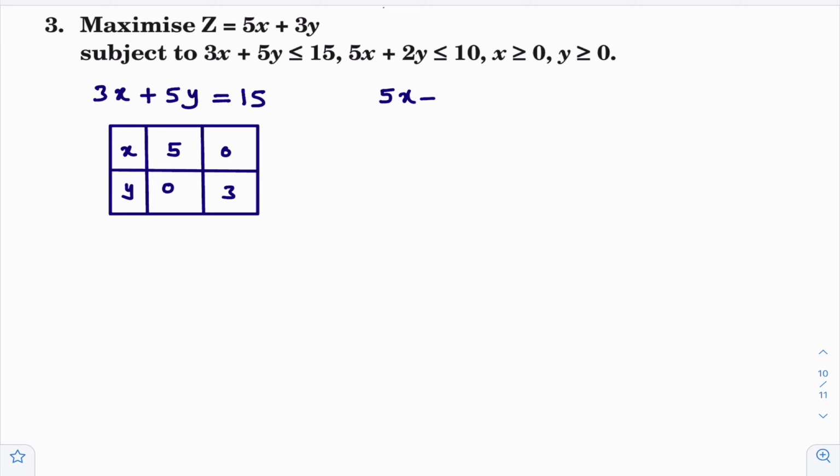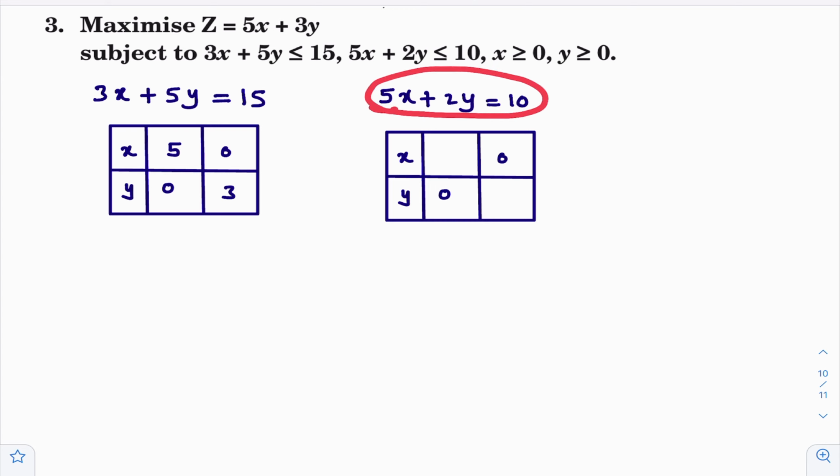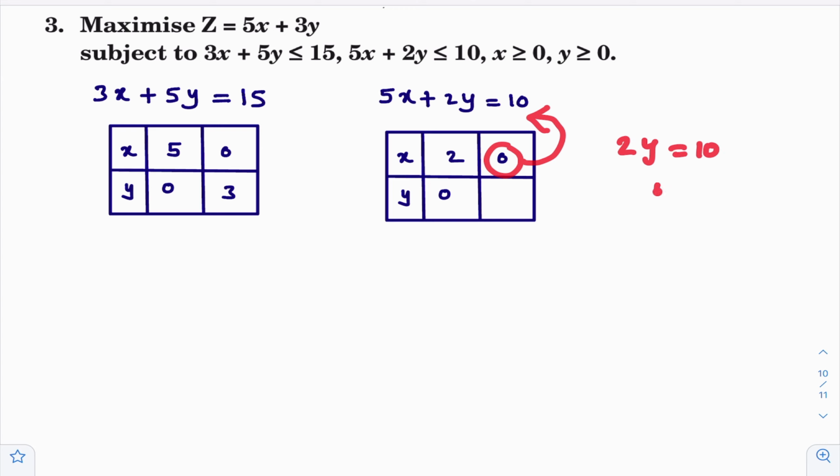You take the equation 5x plus 2y equal to 10. I need 2 points on this line. To find 2 points on this line, you just consider a table like this. You put y equal to 0 in this equation, then you will get 5x equal to 10, so x equal to 2. So 1 point on this line is 2, 0. Now you put x equal to 0 in this equation, then you will get 2y equal to 10. From that, y is 5. Now I got 2 points on this line 5x plus 2y equal to 10.